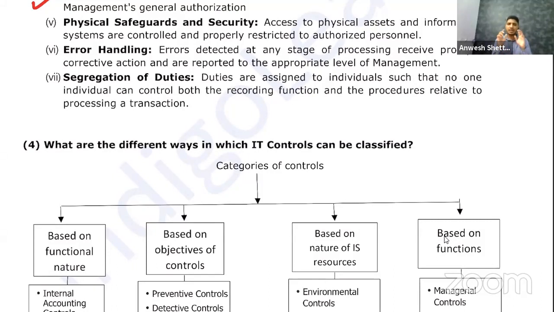Reasonable assurance means if you give the key to one person, it is highly risky. If you give the key to two people, then at least there is a possibility that there won't be much fraud. But if both the people decide, let's share 50-50, then you can't control it. So that is question number three for us.